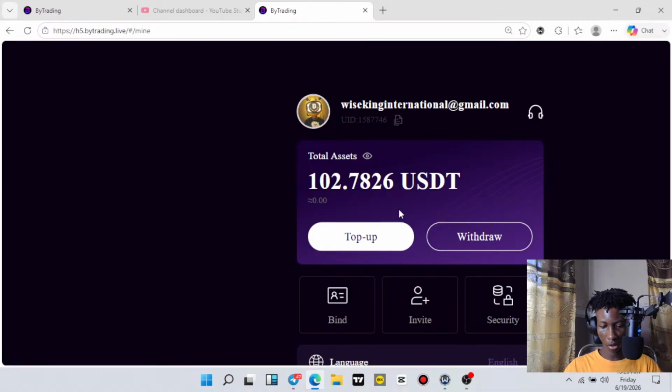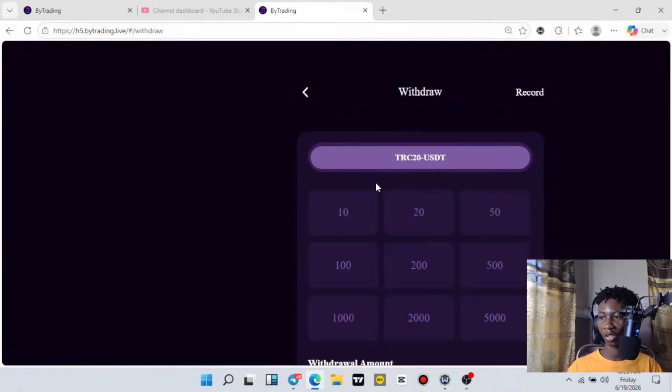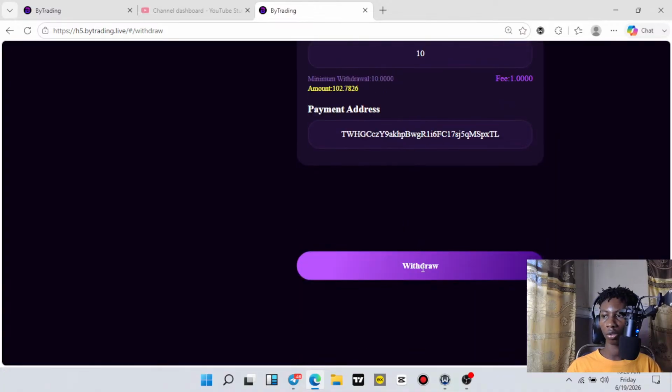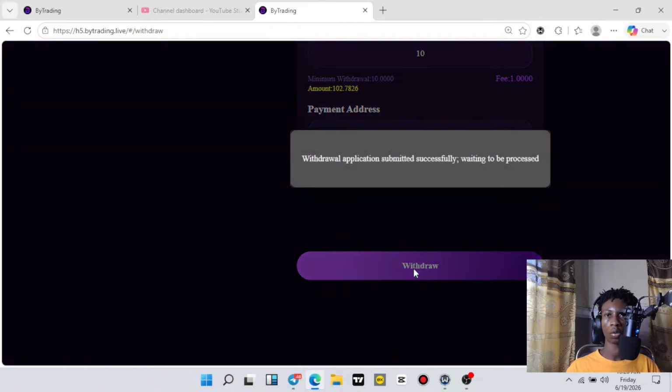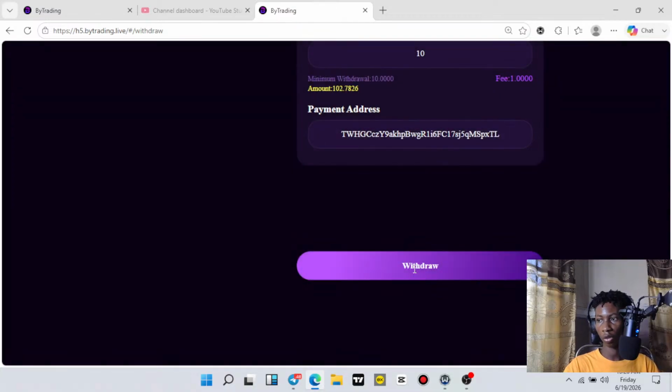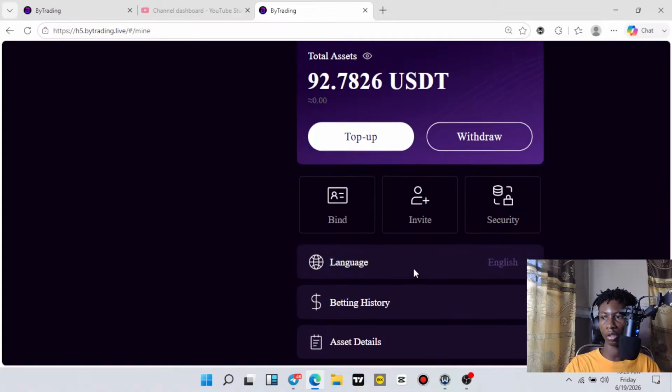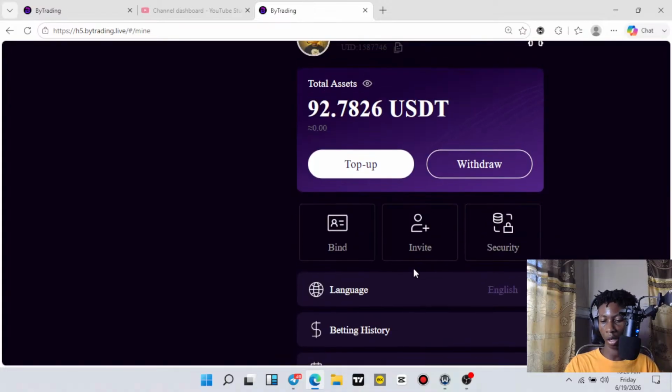And I'll be making a withdrawal of about $10 now. Chai, my voice is fading. That's why I don't love using this microphone. I prefer this small one. So make una no vex, abeg. Let me click on the withdraw button. Let me withdraw $10. The withdrawal has been submitted, and it usually takes within 5 minutes to drop in my account.